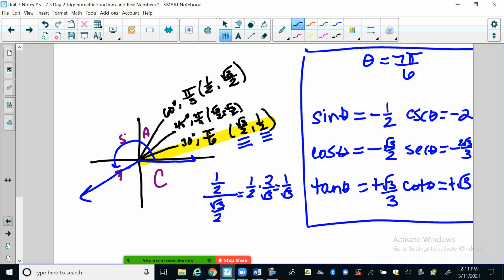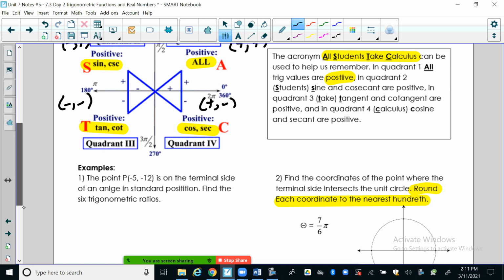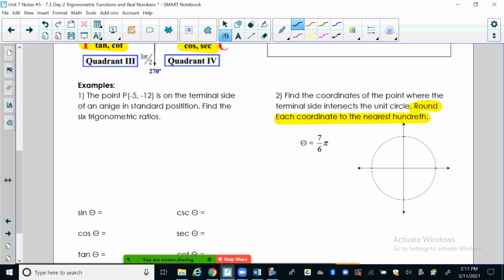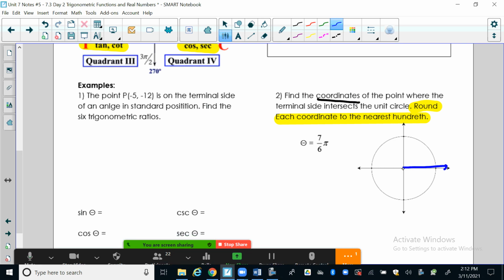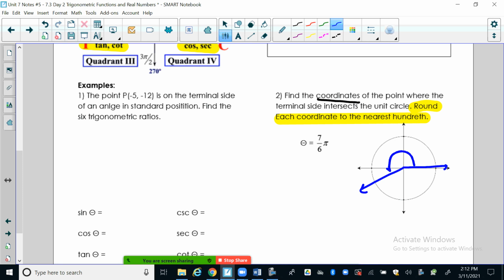So going back to number 2 now, this was not asking for all 6 trig values. This was just asking for the coordinates. So since we are in graph 7 pi over 6, again, that refers back to pi over 6. But since we're in this quadrant, both x and y are negative. Go ahead, type those into your calculator and round to the nearest hundredth as well.